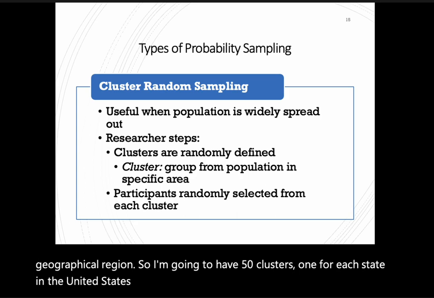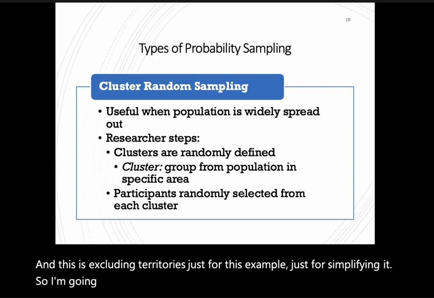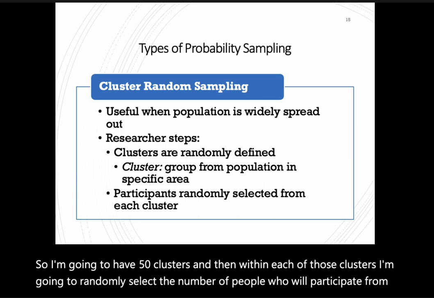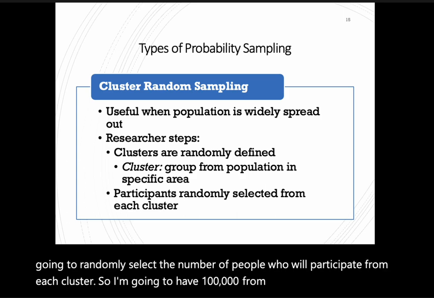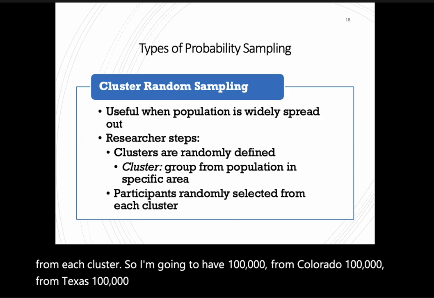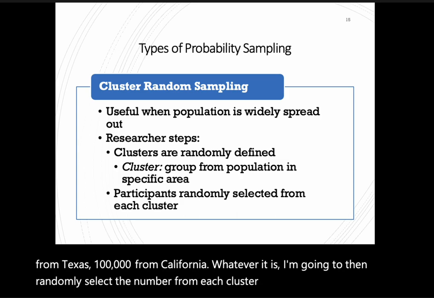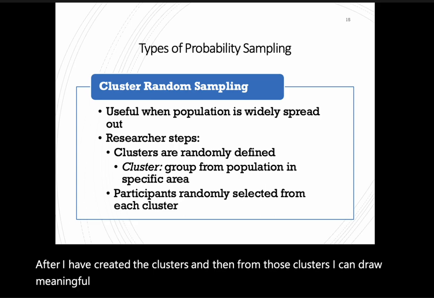And this is excluding territories, just for this example, just for simplifying it. So I'm going to have 50 clusters. And then within each of those clusters, I'm going to randomly select the number of people who will participate from each cluster. So I'm going to have 100,000 from Colorado, 100,000 from Texas, 100,000 from California, whatever it is. I'm going to then randomly select the number from each cluster after I have created the clusters. And then from those clusters, I can draw meaningful conclusions.